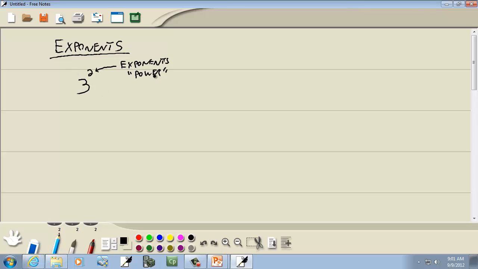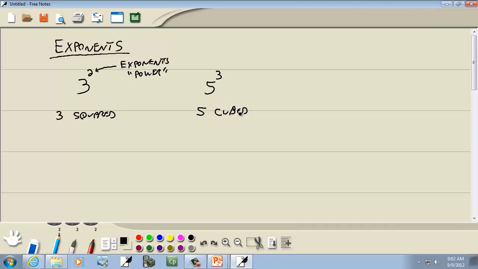Now, where some people call it a power, this is read as 3 squared, or 3 to the second power. So that's where that comes from. Now, that one has a special name, squared. If I have this one here, this has a special name too. And these appear fairly often.